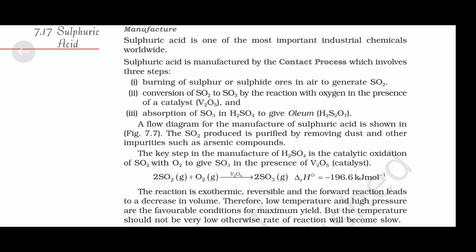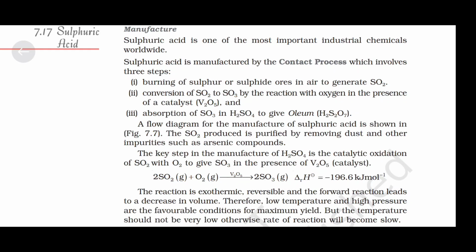Sulfuric acid. Manufacture. Sulfuric acid is one of the most important industrial chemicals worldwide. Sulfuric acid is manufactured by the contact process, which involves 3 steps. First, burning of sulfur or sulfide ores in air to generate SO2. Second, conversion of SO2 to SO3 by the reaction with oxygen in the presence of catalyst V2O5. And third, absorption of SO3 in H2SO4 to give oleum, that is H2S2O7. A flow diagram for the manufacture of sulfuric acid is shown in the figure.